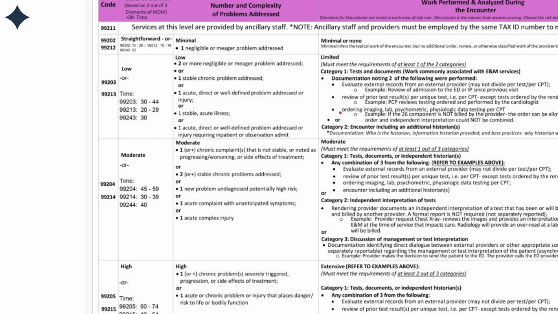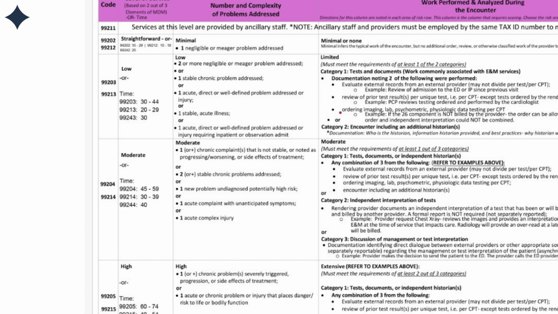Now look at the term minimal problem: a problem that may not require the presence of a physician or other qualified healthcare professional, but the service is provided under the physician's supervision. Look at the term self-limited or minor problem: a problem that runs a definite and prescribed course, is transient in nature, and is not likely to permanently alter health status.